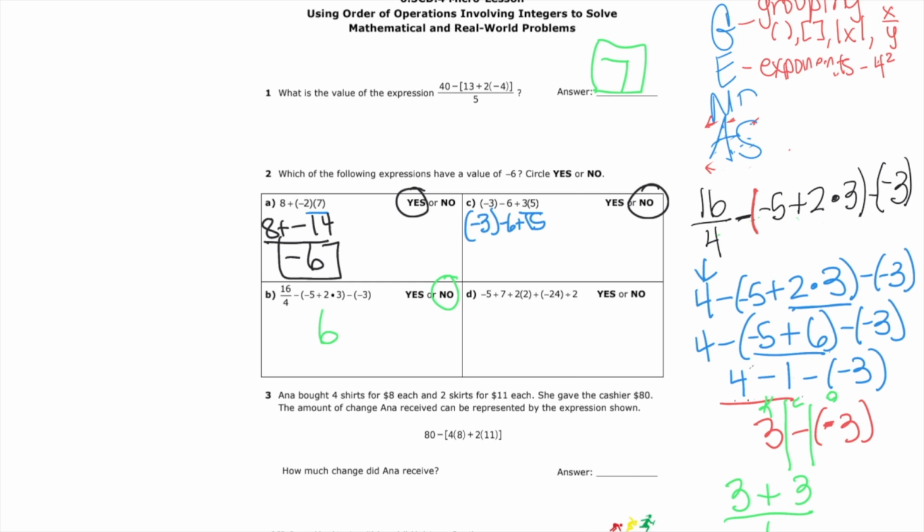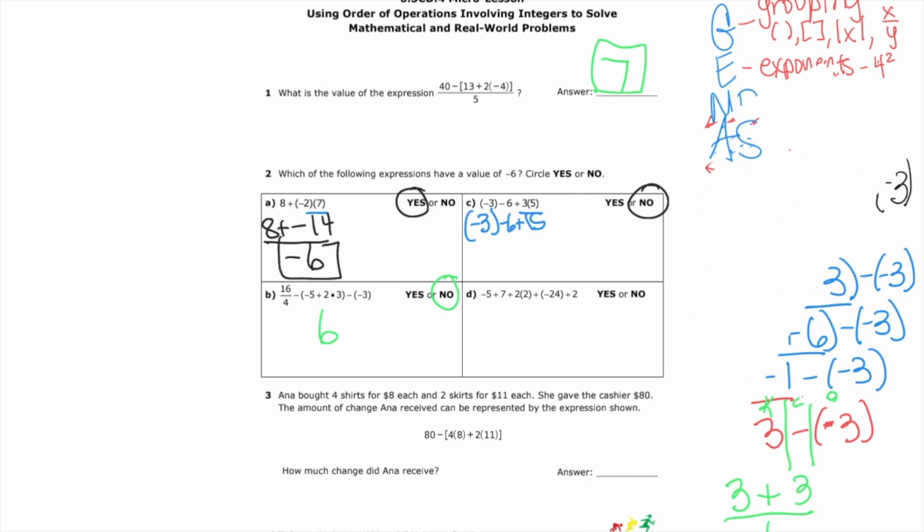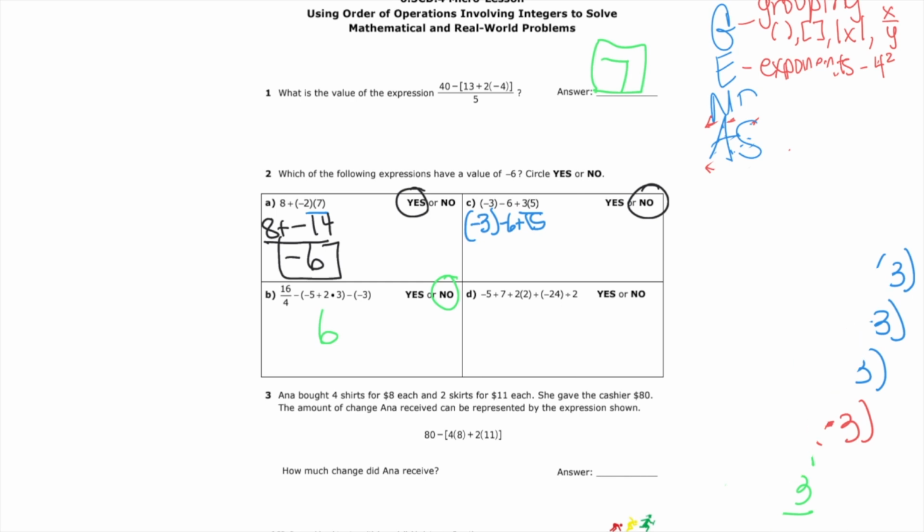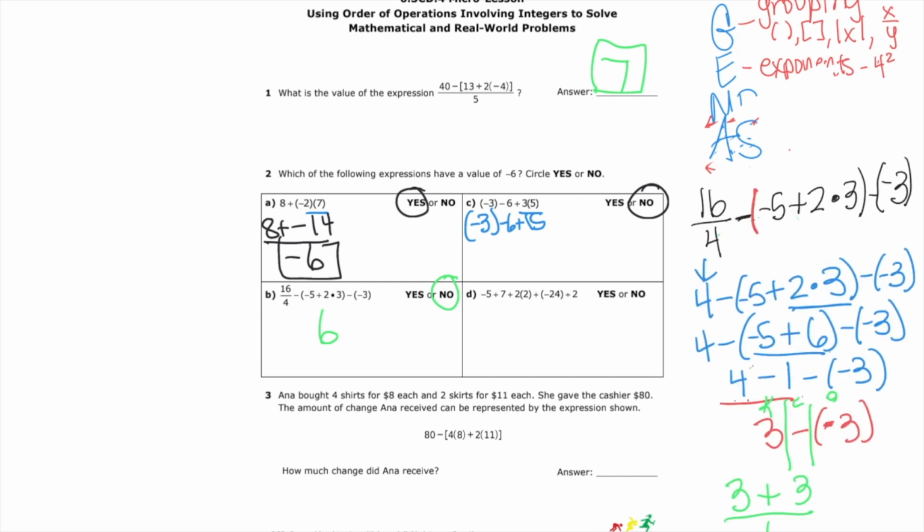All right, so let's look at this letter D. We have negative 5 plus 7 plus 2 times 2 plus a negative 24 divided by 2. Let's look at GEMDAS. GEMDAS is going to tell me that I need to go from left to right. I do not have a grouping here. The parentheses actually mean to multiply, or they're setting a number apart. So I'm going to go with 2 times 2. 2 times 2 is 4.